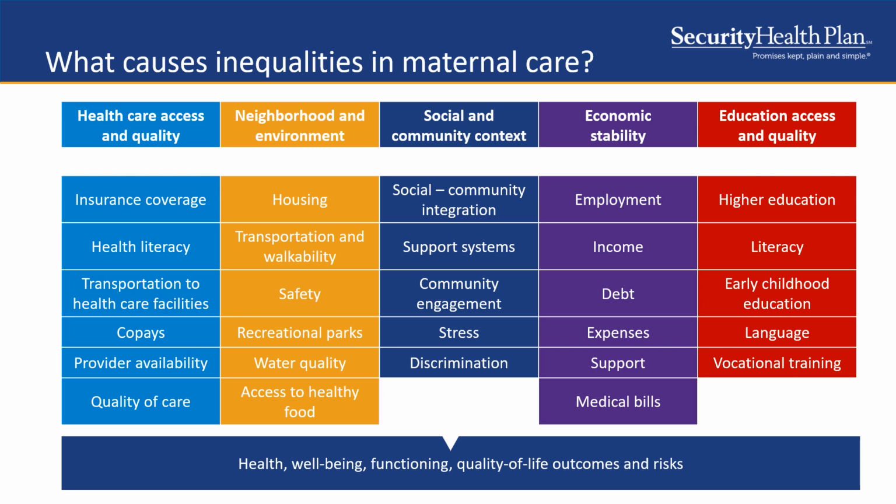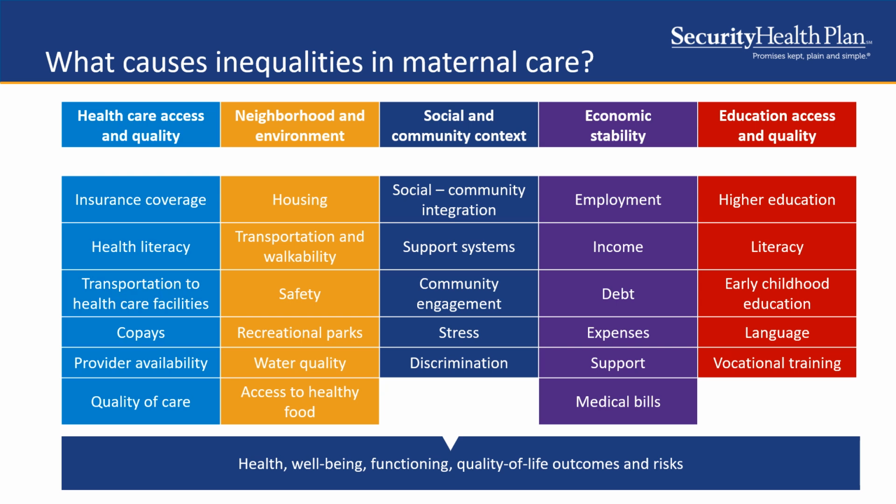Social determinants of health, or SDOH, are the conditions in the environments where people are born, live, learn, work, play, and worship that affect a wide range of health, functioning, and quality of life outcomes and risks. They include the 5 following domains: healthcare access and quality, neighborhood and built environment, social and community context, economic stability, and education access and quality. Social determinants of health contribute to a wide range of health disparities and inequities, including those in maternal health.